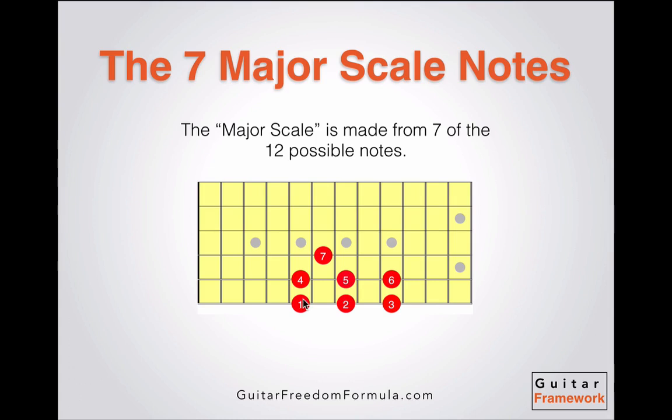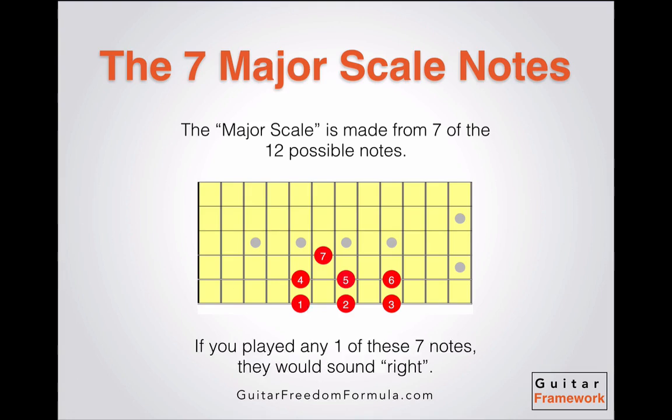Now, this pattern, note number 1, in this particular chart, I know it's not starting on the 3rd fret like you might be used to. This chart, or this pattern, is we just slid up the entire pattern 2 whole frets. So the whole pattern is just moved up 2 whole frets. So it's starting on the 5th fret, okay? So if you played any one of these 7 notes, it would sound right, okay? Because all of those notes are in the key, and I'll explain more about that in just a second.